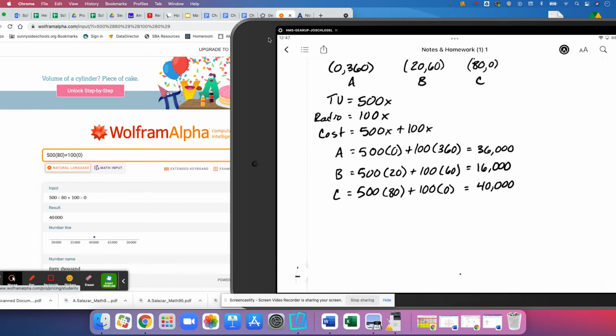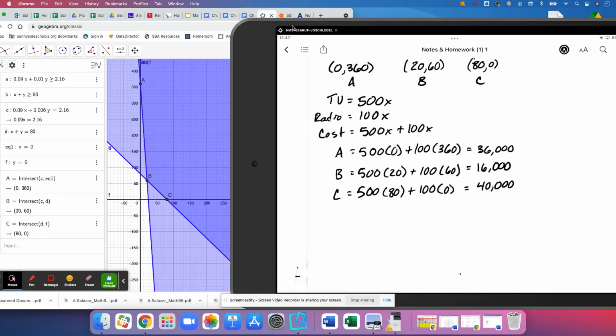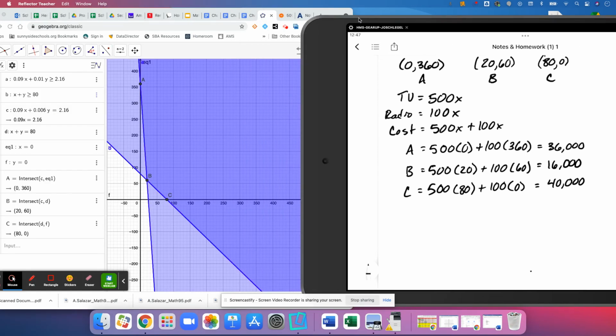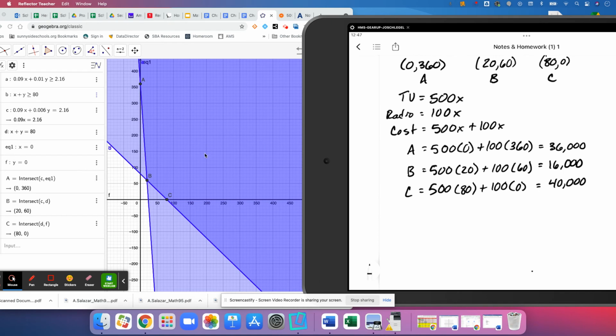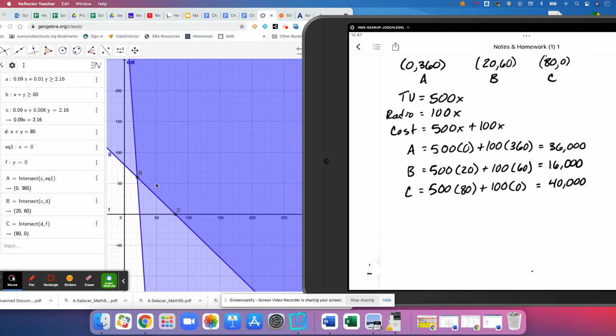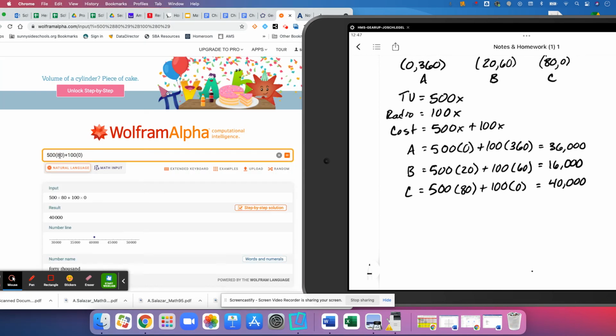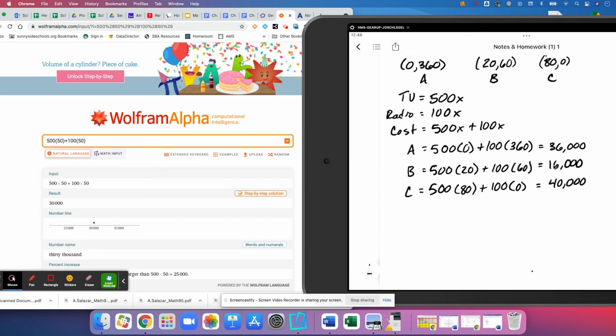Let's look at something really quickly in GeoGebra, because again, I run into students all the time that are like, well, what if she did like 50 and 50? Well, if she did 50 and 50, we can see that 50 and 50 would end up in the solution area. So let's test 50 and 50 just to see what would happen. It costs 30,000, again, not cheaper than our cheapest option.